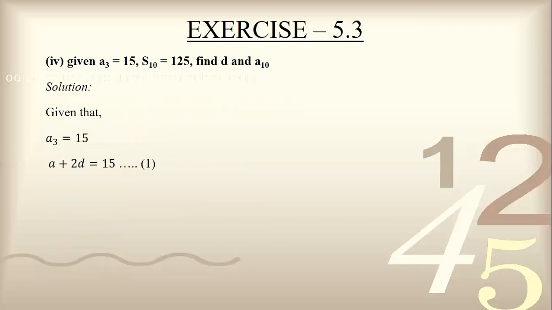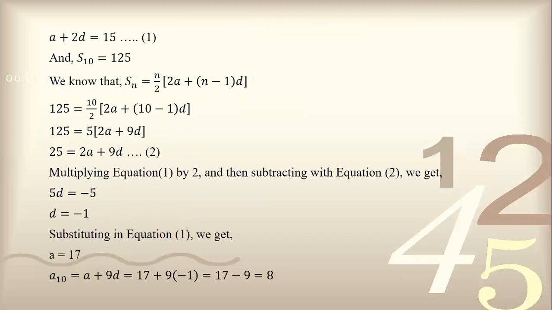The next one, A3 is 15 and S10 is given to be 125. We have to find D and A10. So A3 is 15. That means a plus 2d is 15. Let us consider that to be equation number 1.